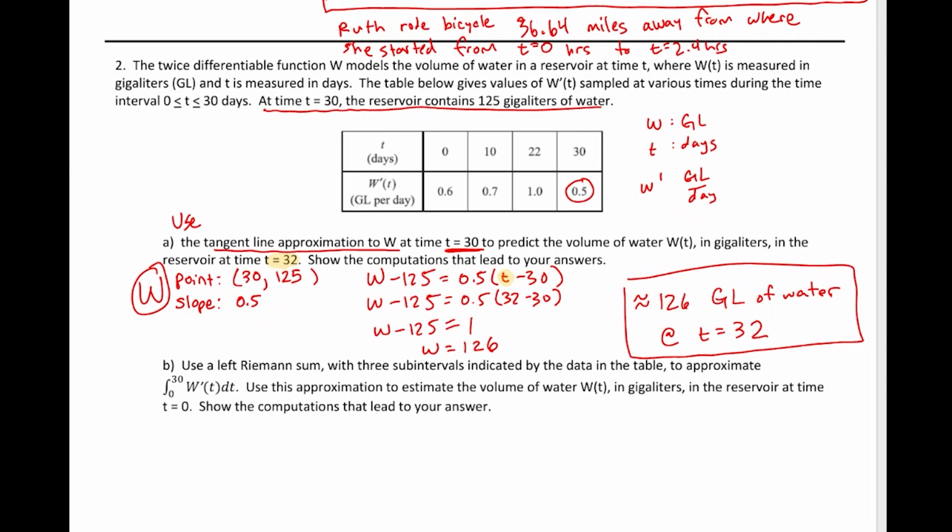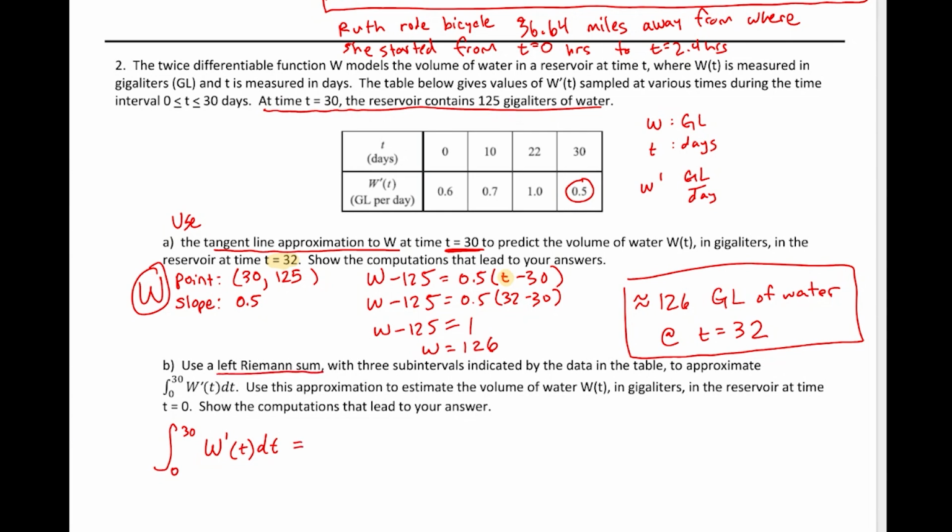Okay. Part B says use a left Riemann sum with 3 subintervals indicated by the data in the table to approximate the integral from 0 to 30. Okay, so we're going to approximate the integral from 0 to 30 of this w prime. And we're going to use a left Riemann sum.